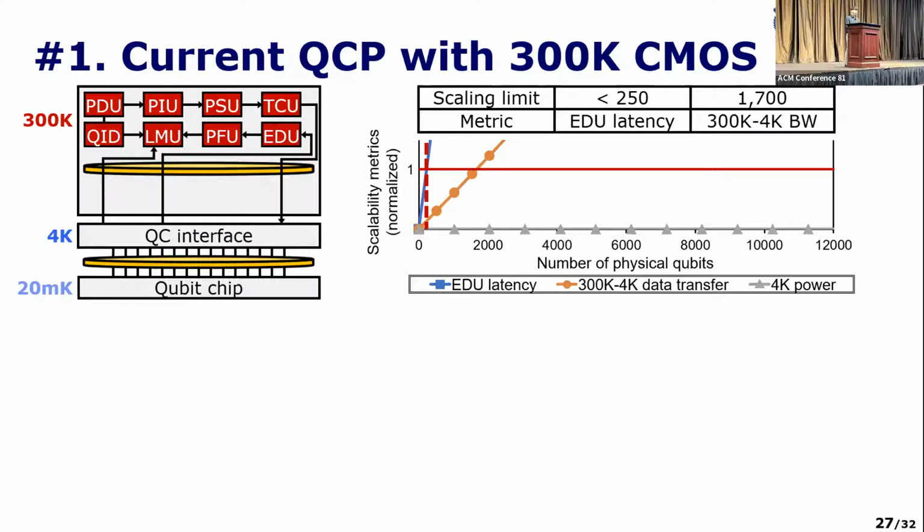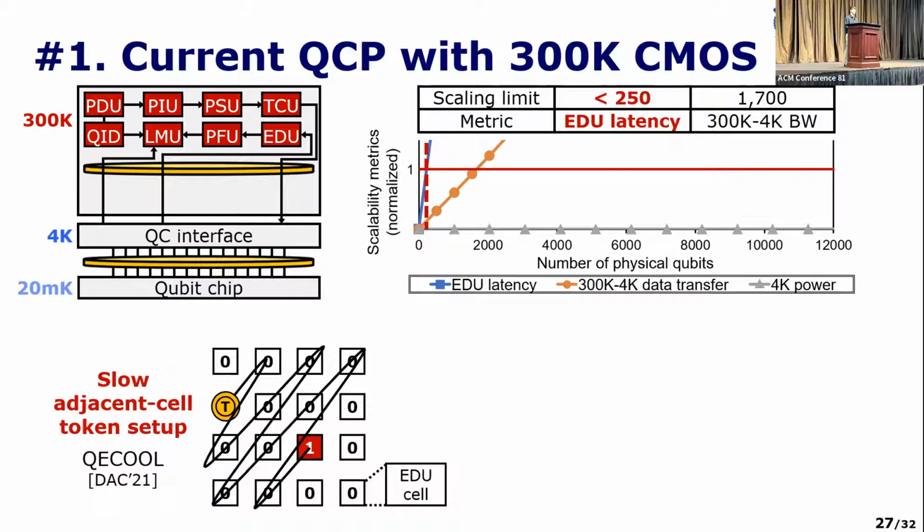First, we analyze the current quantum control processors with 300 Kelvin CMOS. In the right top graph, the red horizontal line indicates the scalability constraint for each metric. First, we observe that the current control processor scalability is lower than 250 qubits due to the slow error decoding. Specifically, our baseline EDU, or QECool, sequentially moves the token to the next flip error syndrome and incurs significant delay.